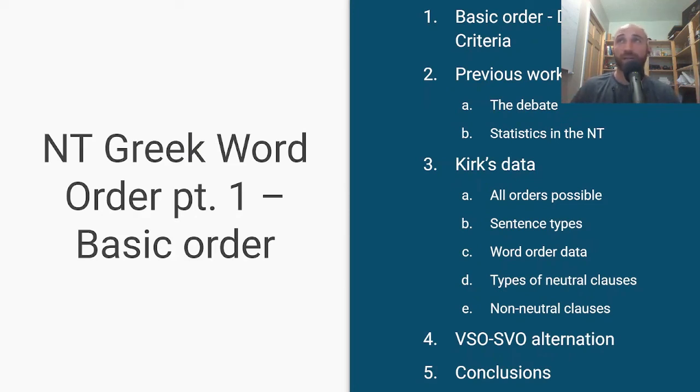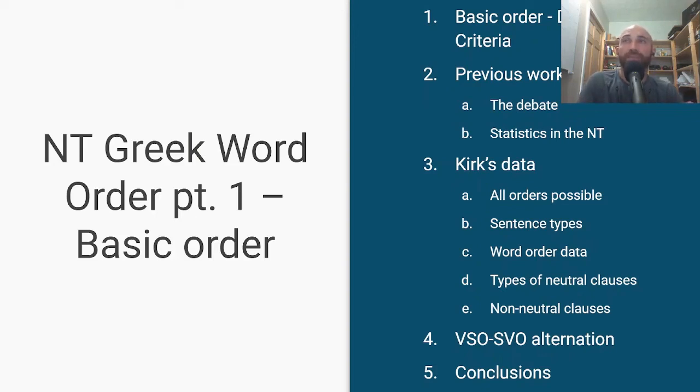But some have noted that there seem to be examples of both SVO and VSO in pragmatically neutral contexts. We looked at the statistics in the New Testament. We saw that SVO is dominant by pretty much everyone's counts. Then we looked at Kirk's data. We saw that all orders are possible. So we saw that there are some contexts where O can be first. There are some contexts where we have SVO, some contexts where we have VSO, etc., etc.